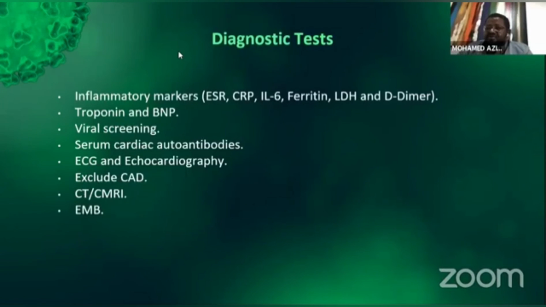Serum cardiac autoantibodies are also important to rule out autoimmune diseases. ECG and echocardiography, as we mentioned. For every patient with myocarditis, or most of them, we should rule out coronary artery disease, either by coronary angiography, invasively, or by doing cardiac CT. Suspected patients with myocarditis should get tissue characterization by cardiac MRI, if it is feasible and if the patient is stable enough to be transported to the cardiac MRI. And if possible, if the patient is young and the diagnosis is not clear, we can go up to endomyocardial biopsy.